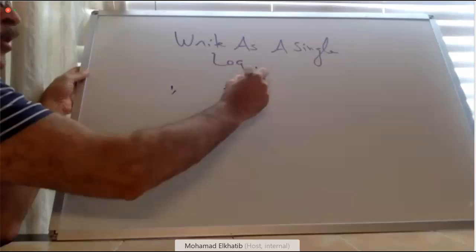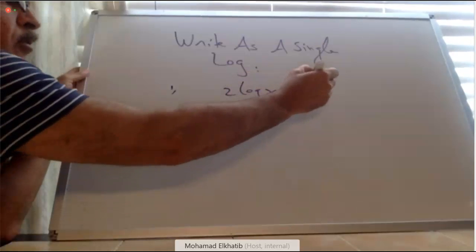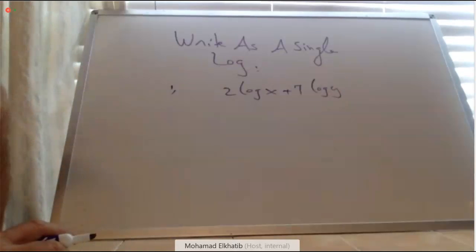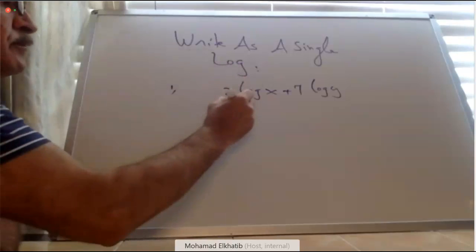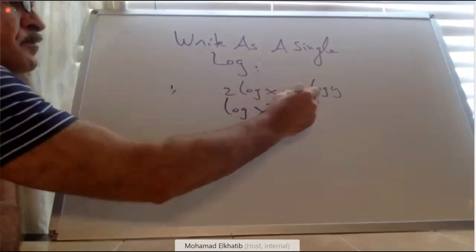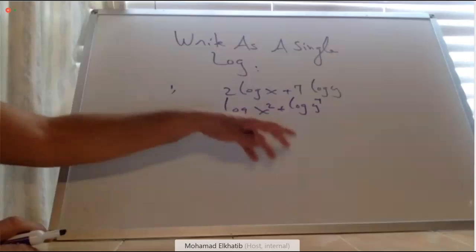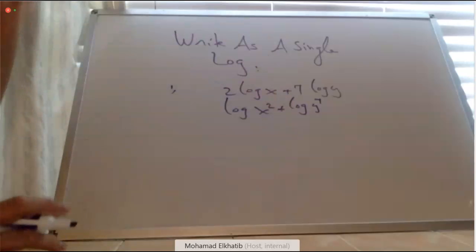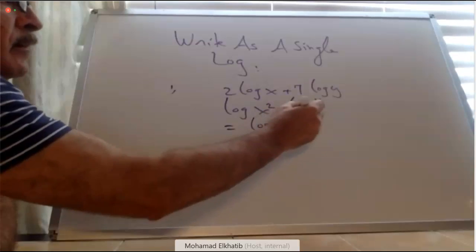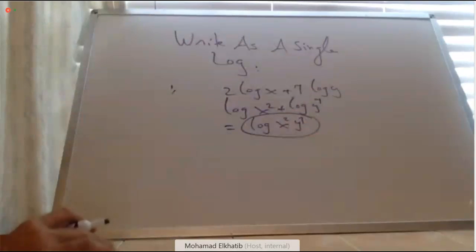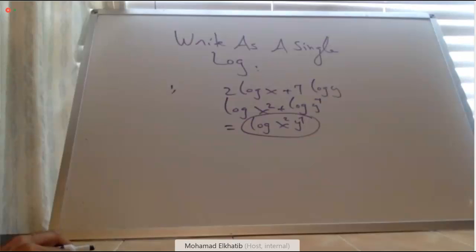Let's say I have 2 log x plus 7 log y. So how can I write this as a single log term? Now I'm going to work backwards. The number in the front, I put it as an exponent. And then if I have addition, I have to go backwards on log. Addition, what I do, I multiply. And there goes my answer. So I made the expanded form a single log, and that will be the answer. Does that make sense to everybody? Yes?